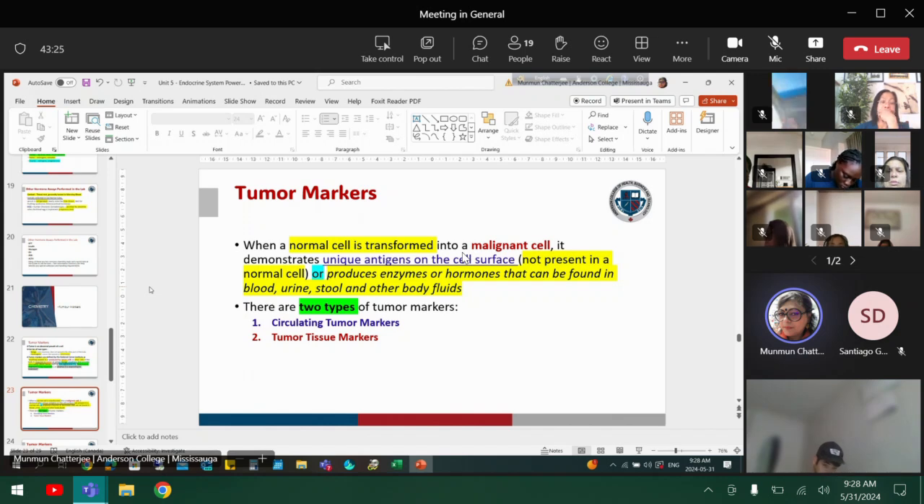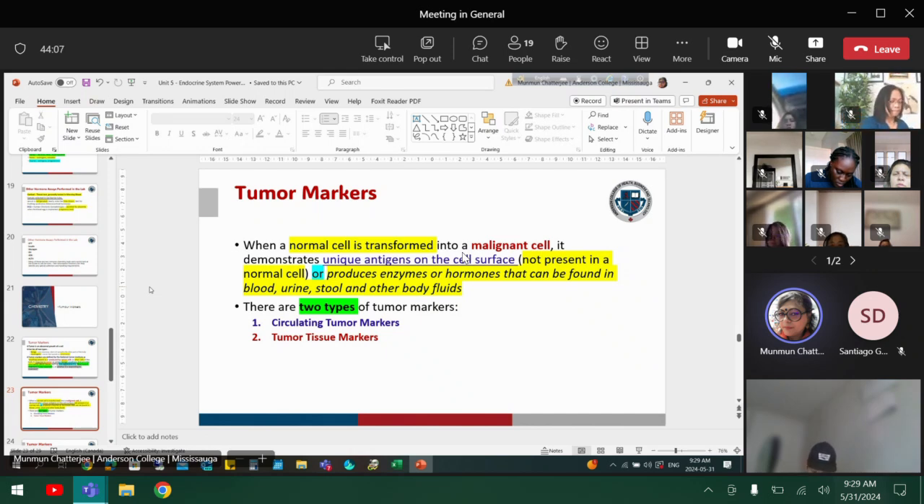Or some cells produce some enzymes or hormones. So there are two types. One develops some antigens on their cell surface, or some malignant cells or cancerous cells produce some specific type of enzymes or hormones which we can find in blood, urine, stool, and any other body fluids. So that's why there are two types of tumor markers. There are circulating tumor markers, which produce the enzymes or hormones from the malignant cell, which we can get from the blood, urine, or any body fluid.